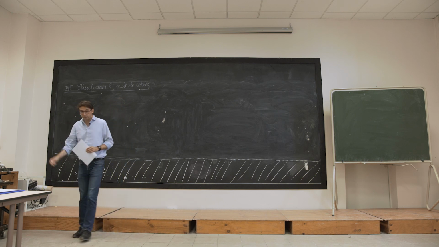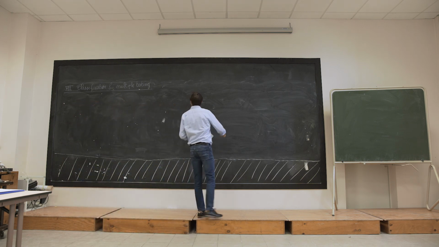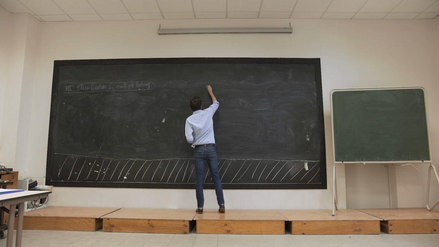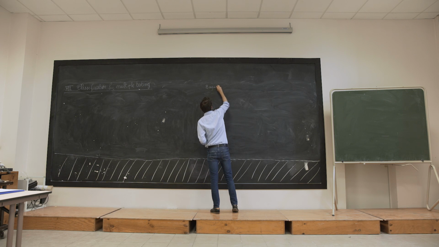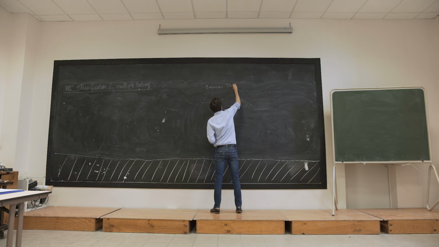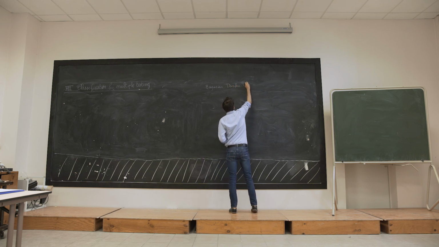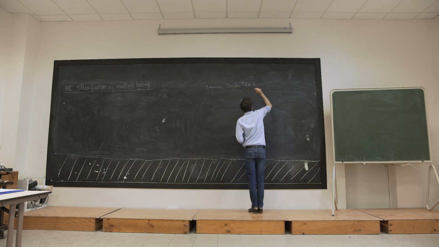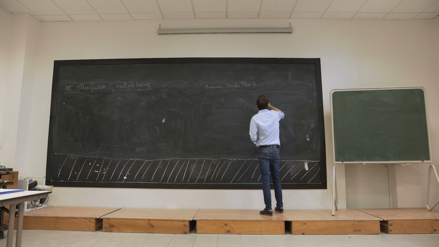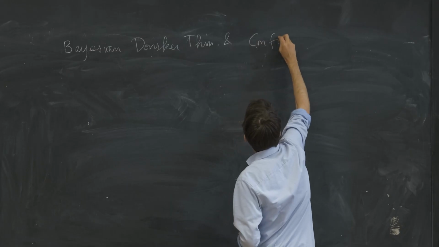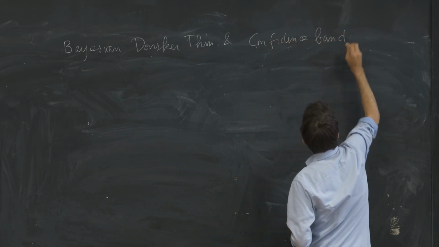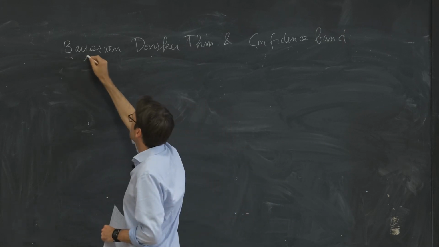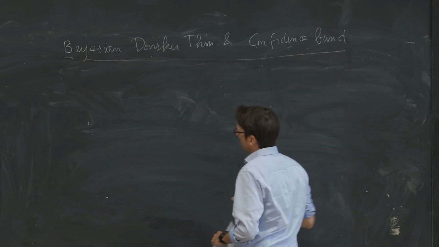But before that, let me be a little bit more precise just about the end of yesterday. We proved the Bayesian-Donsker theorem, and I said that we could get some confidence band from it. So let's see how in practice we can do that.